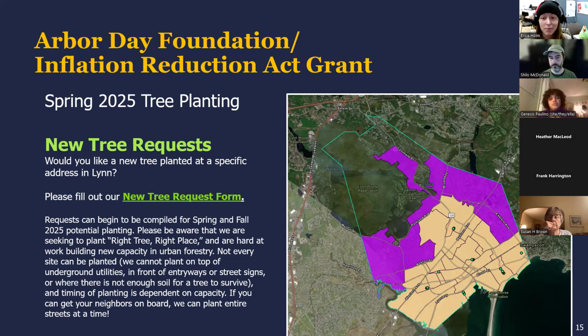So if you have neighbors and you want to share this new tree request form with them, if you want to request a new tree, even if it doesn't look like you can have one, if you want to request that someone else get a new tree at their address, you actually can do that. So, ahead of spring 2025, I would like to gather as many new tree requests as people would like to make and just start talking to people about whether and what kind of tree they would want.